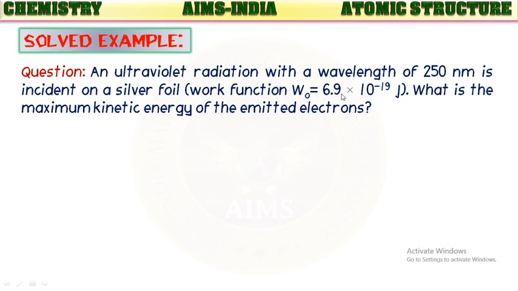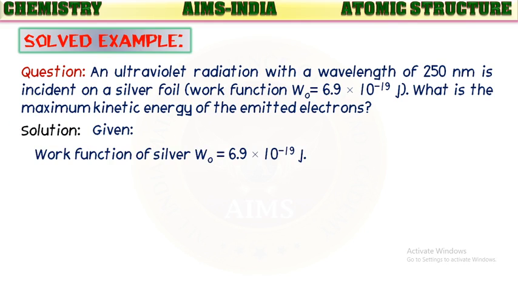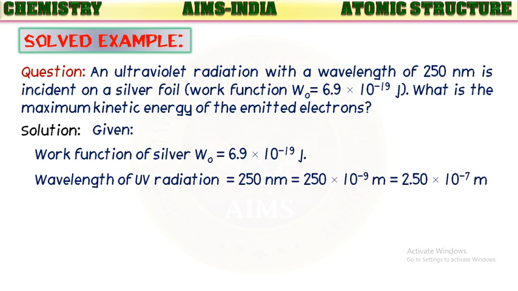Now it is asked to calculate the kinetic energy of the ejected electrons. If you find the difference between the energy made to fall and the work function of this silver foil, the difference in energy is taken as the kinetic energy of these ejected electrons. So now let us see the solution. Given the work function of silver as 6.9 into 10 to the power of minus 19 joules, and the wavelength of the ultraviolet radiation is given as 250 nanometers.